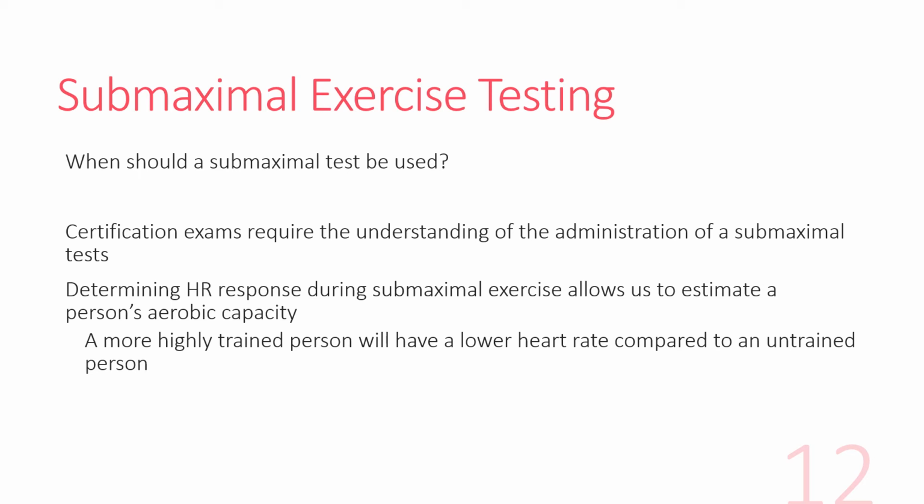So, determining heart rate response during submaximal exercise allows us to estimate a person's aerobic capacity. A more highly trained person will have a lower heart rate compared to an untrained person. So again, having a low heart rate during these submaximal tests is to our advantage.